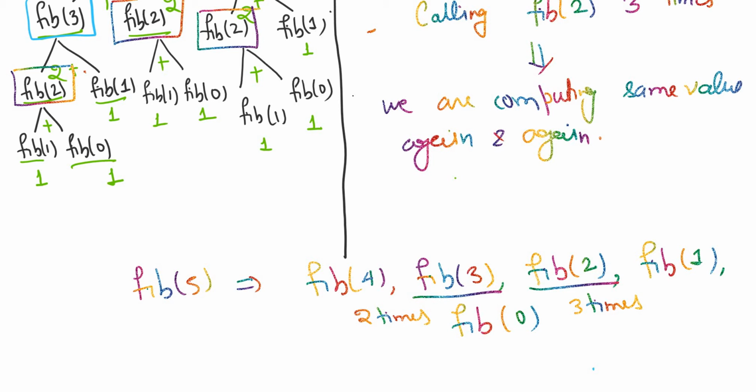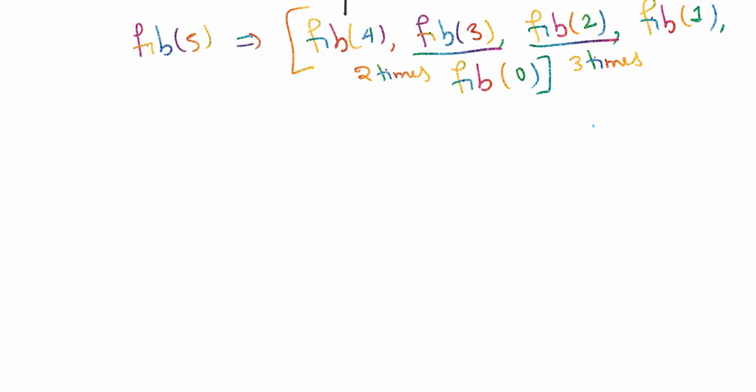But these are the only 5 distinct Fibonacci numbers we need in order to compute Fibonacci 5. So the idea here is we will only compute these 5 distinct values and store them. And anytime we need one again, we will reuse it. We will not compute the value again and again. So let us take an example of how we will do that.